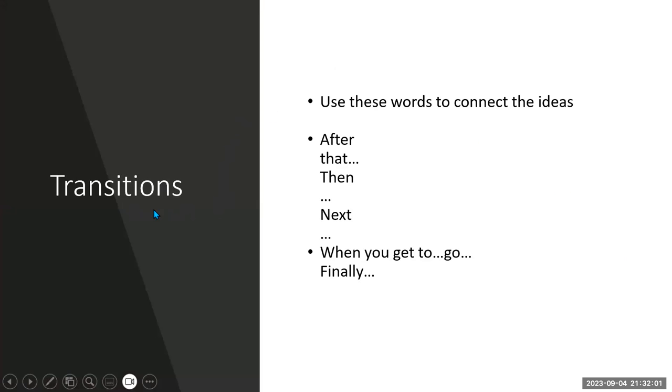We call it transition words, and we are going to use these words to connect the ideas. Transitions are used to connect ideas. For example, you can say after that, then, next. When you get to the corner, go straight ahead and so on. You can continue until you finish. And finally, you are going to be there in front of the place you are looking for. These are transitions. We call them that way, transitions.